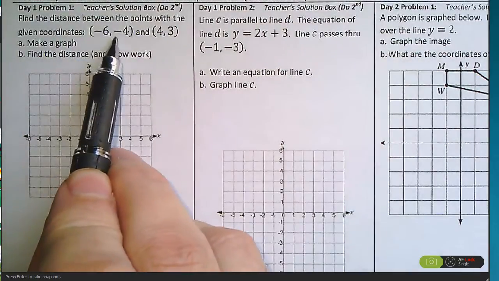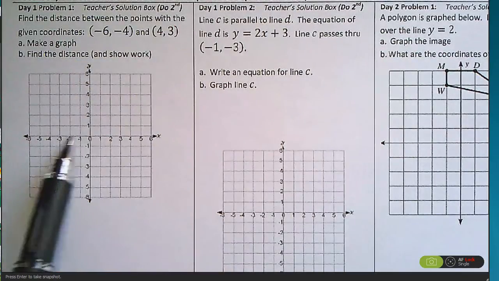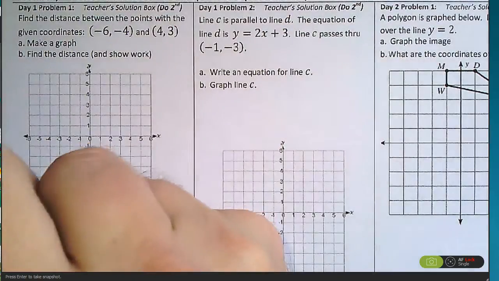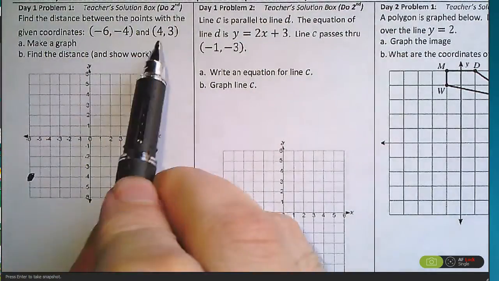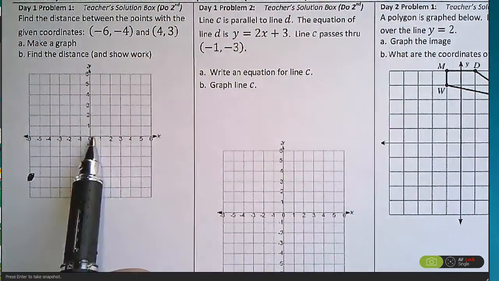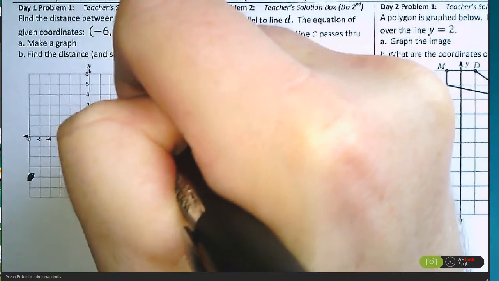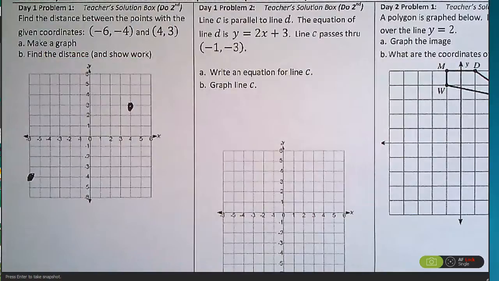So -6 comma -4 is left 6 on the x-axis and then down 4. That ordered pair is located right here. 4 comma 3 is right 4 on the x-axis and up 3. And that ordered pair is located right there. So that takes care of question A, making the graph.